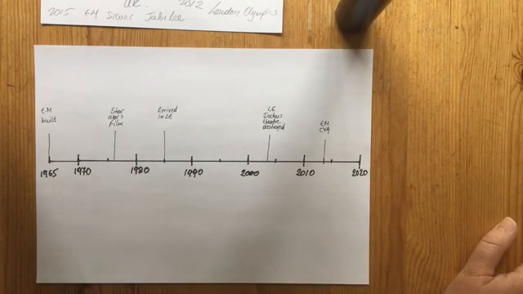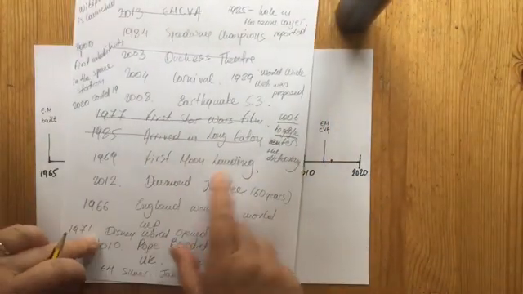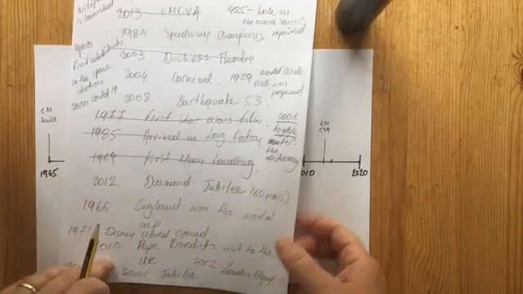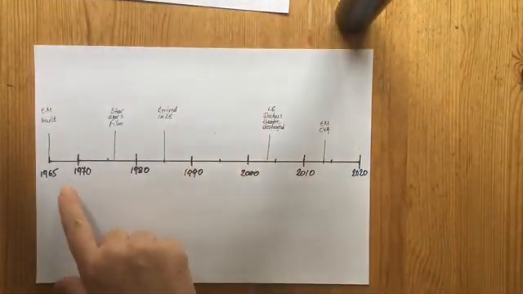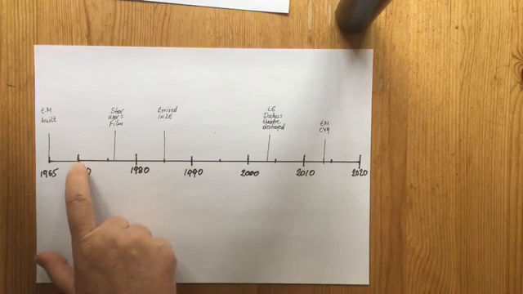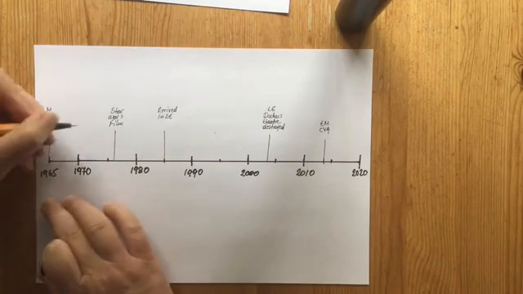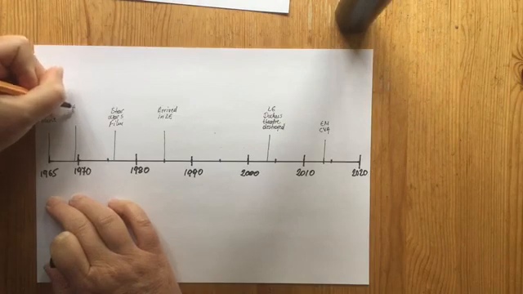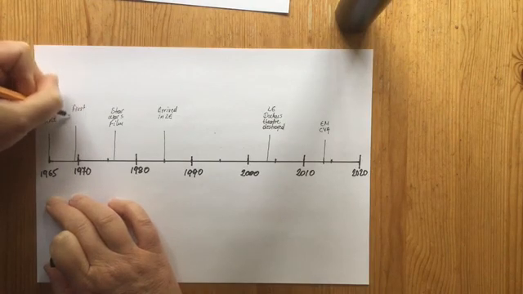Let's see. What else? Oh, first moon landing. That is a major event. I think we should include this. 1969. Okay, 1969, just before 1970. First moon landing.